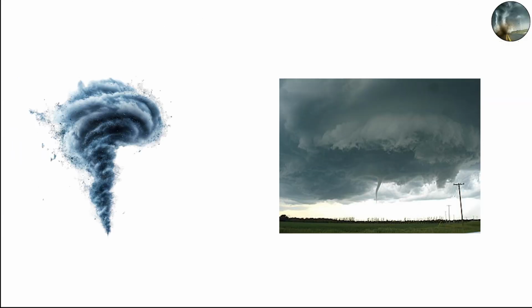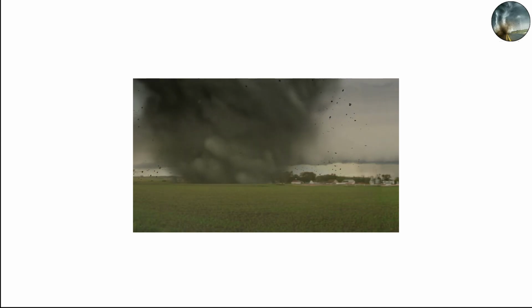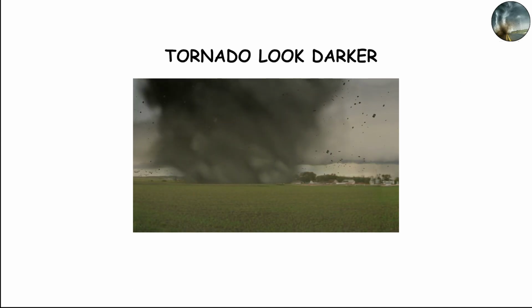A tornado officially forms when the rotating funnel cloud reaches the ground. Once that connection happens, the column of rotating air begins to draw in debris, dust, and even soil, which often makes the tornado look darker and more menacing.